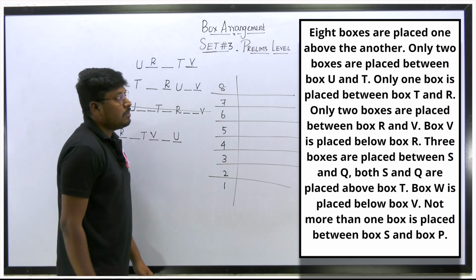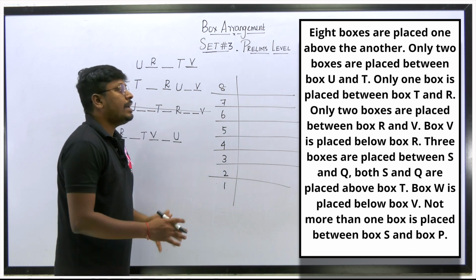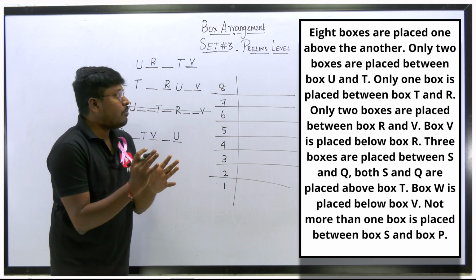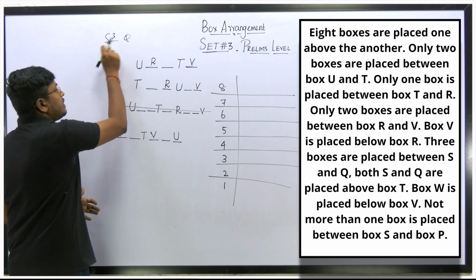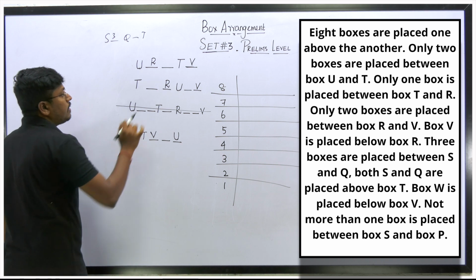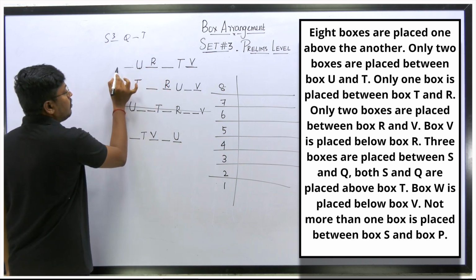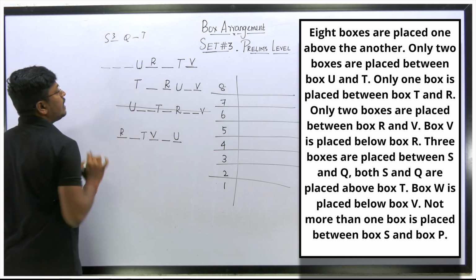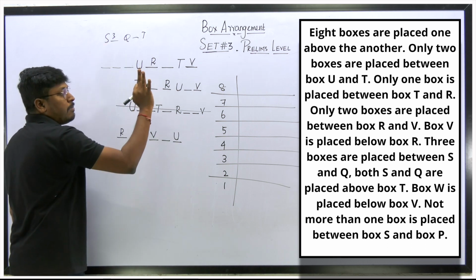Understood? So next point: 3 boxes are placed between S and Q and both S and Q are above T. So just see here, only 3 boxes are between S and Q. Understood? But both S and Q are above T. When we move on to this diagram, 1, 2 and 3, let me fix here. How many boxes are still remaining? 1, 2, 3, 4, 5, 6, 7 and 8. Let me keep like this. So above T, between S and Q, there should be a gap of 3 boxes.